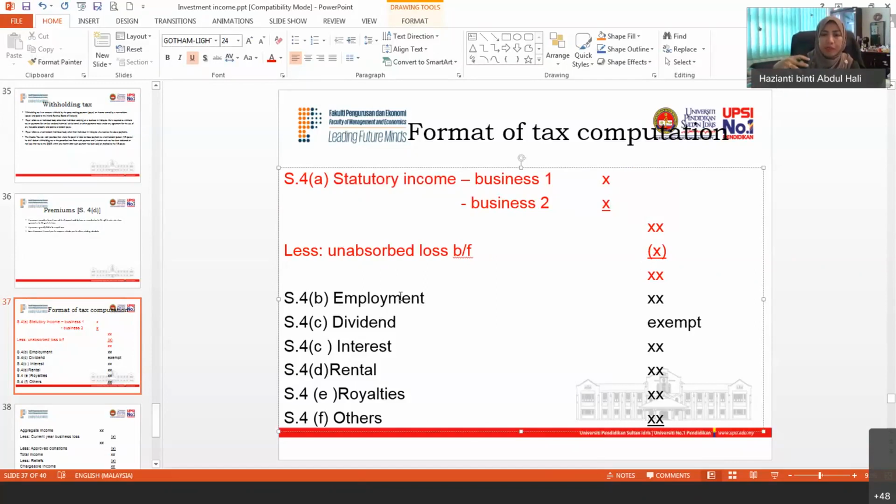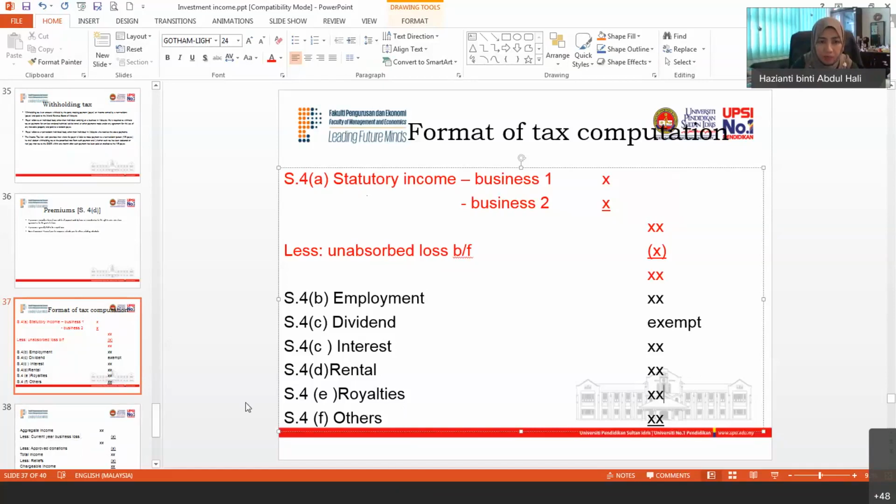Then we have employment income. Let's say this one person has business income, employment income and also different types of income. For employment income, like what we did last week, we compute all the calculations until we arrive at the adjusted income from employment. So you bring that figure here. The dividend is exempted. The interest is actually exempted. The rental, like what we had for Mona just now, we have to compute the adjusted income again. Royalties are the same, we have to compute some adjustment for royalty, and F is for others.